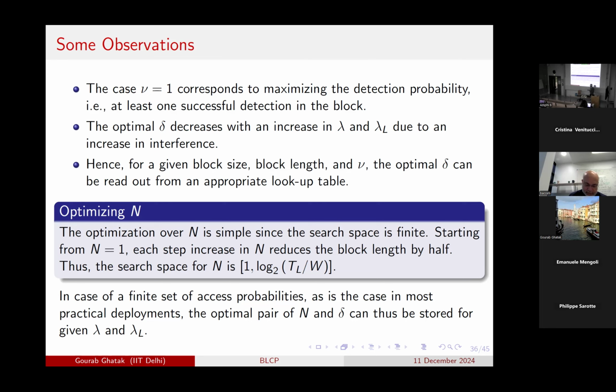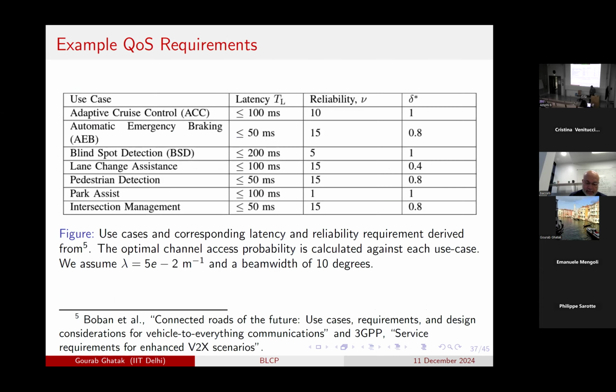Nevertheless, in real systems, you will have finite values of delta and finite values of n anyway. So you can just work around the parameters to find, for a given intensity of lines and intensity of vehicles, what would be the optimal parameter. So these are taken from this reference, which is from 3GPP Connected Roads of the Future, use cases, requirements, and so on and so forth.